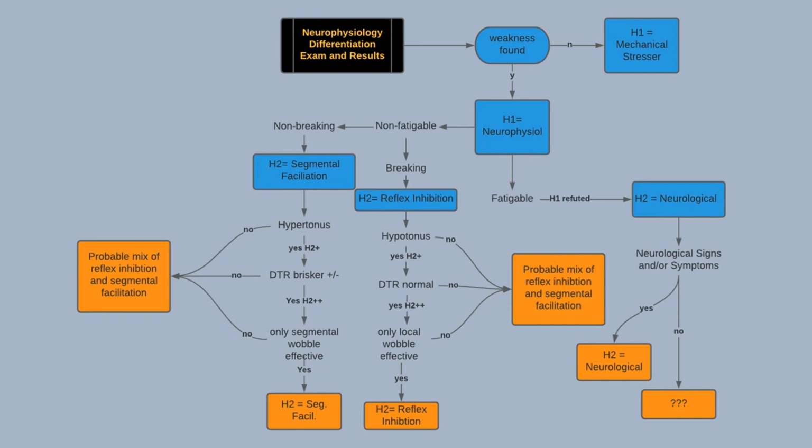If the weakness is non-breaking, then H1 equals segmental facilitation, and the signs with this should be found. That is hypertonicity, absent scratch reflex, brisker DTR, which is not always easy to gauge, and wobbling anywhere in the segment is effective. Again, if the picture is confused, then segmental facilitation is probably overlaid by reflex inhibition.